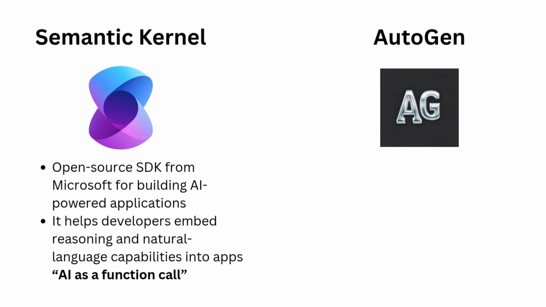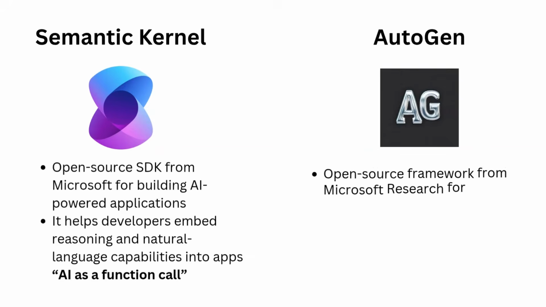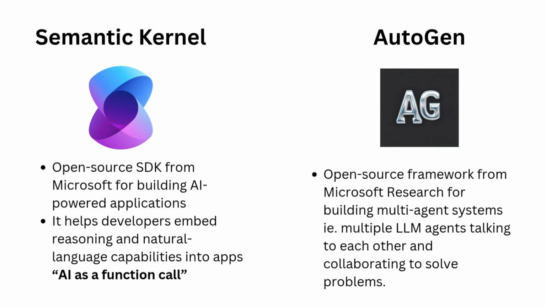Next, AutoGen. AutoGen is an open source framework from Microsoft Research for building multi-agent systems, i.e. multiple LLM agents talking to each other and collaborating to solve problems. So there you have it, two AI frameworks, both from Microsoft. Semantic Kernel, which is more production ready, but single agent oriented, while AutoGen is powerful, but for multiple agent setups.